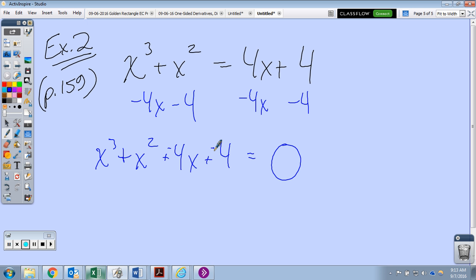Why do I do that? Good question. The reason that I do that is because it lets you avoid making the simple mistake of thinking that you cannot associate that negative with this 4x.